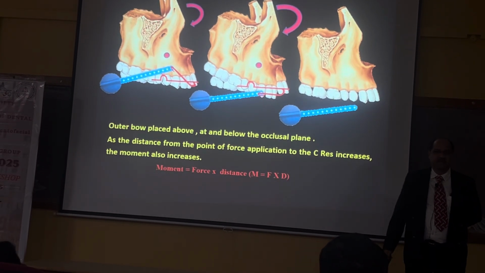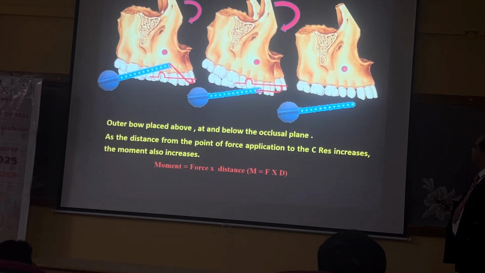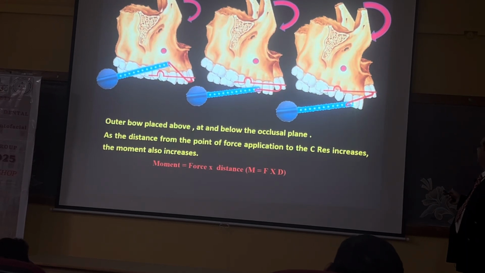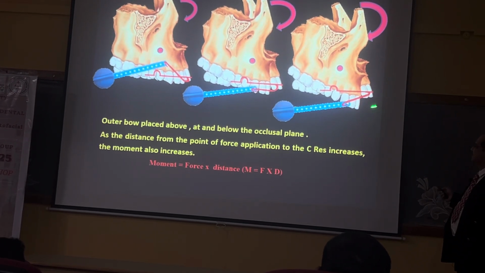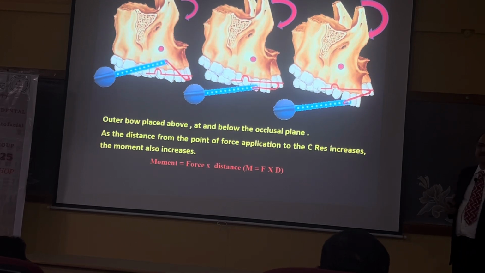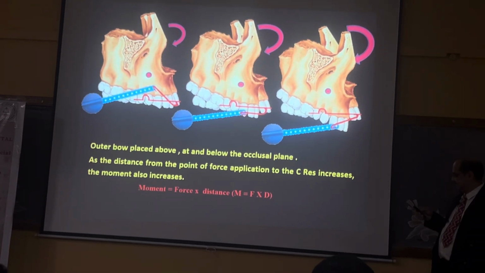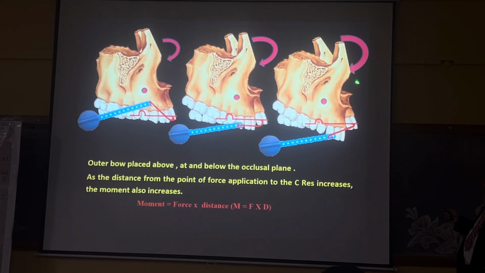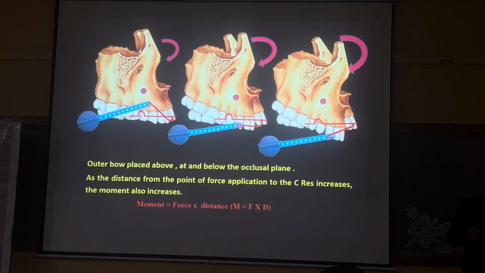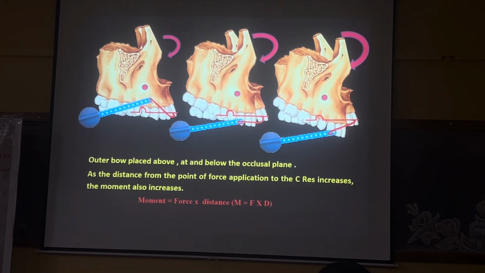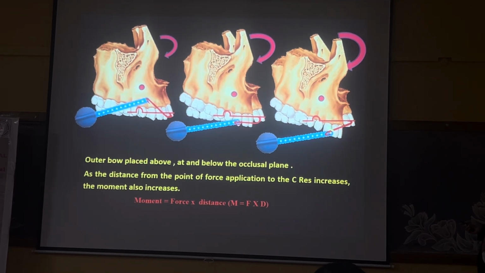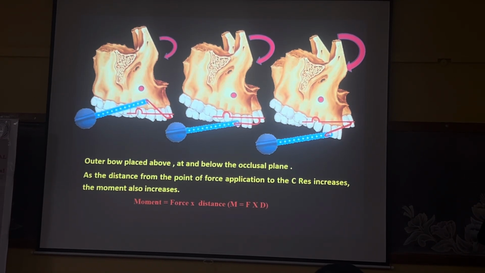No confusions here. Above the occlusal plane, at the occlusal plane, below the occlusal plane, whatever said and done, you are traveling below the center of resistance. But what's the difference? Look at the size of these arrows. So it's all left to you. If you want a greater change, if you have a severe open bite situation, then you can go for this. So everything is on the outer bow.